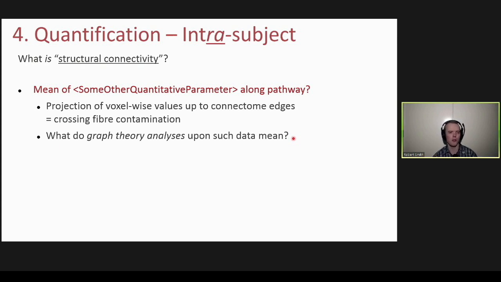There's also the further issue, which kind of depends on the type of connectome analysis you're going to be doing. Quantifying these kinds of values within a connectome is absolutely fine. The question is, if you're going to be doing some kind of fancy graph theoretical analysis, it needs to make sense for whatever quantity you're deriving on a per connectome edge basis to have meaning within the process of that connectome analysis.